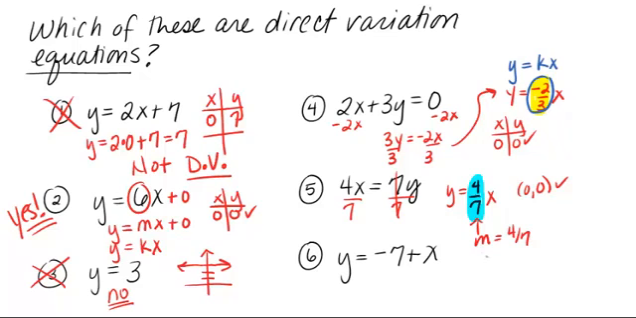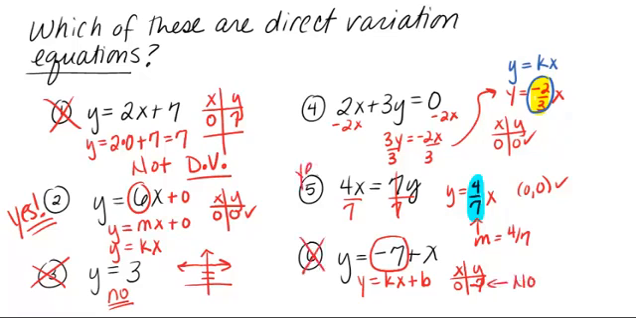And then for our very last problem, if we look at this, this does not look like y equals kx. We have a plus b that is not a 0. Our y-intercept is negative 7 here. So if I test, does this go through the point 0, 0? When I put in 0 for x, I'm going to get negative 7 plus 0. I'm going to get out negative 7 for y. So this is a no. This one's not direct variation.